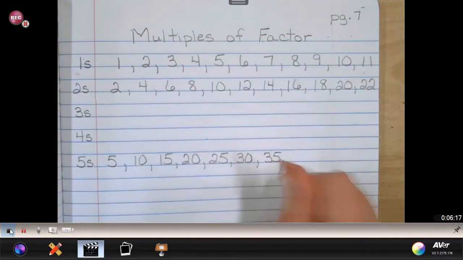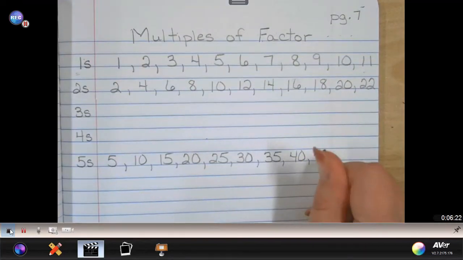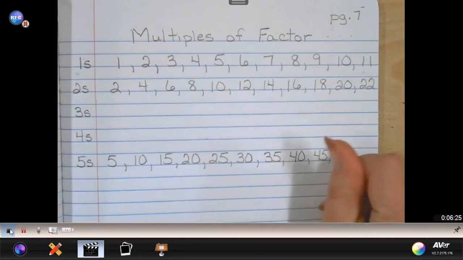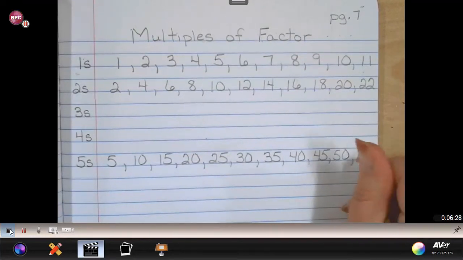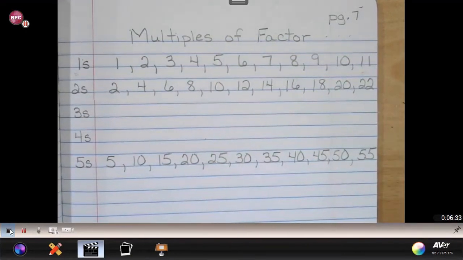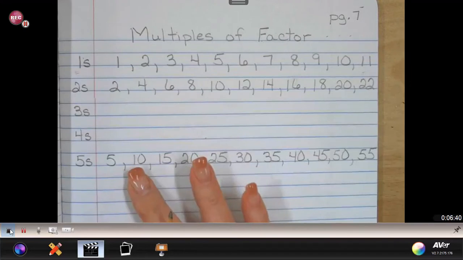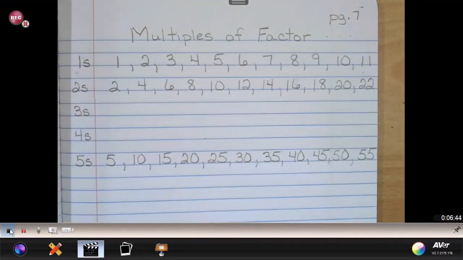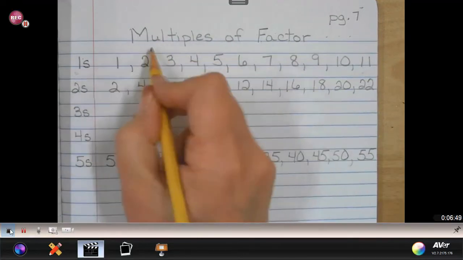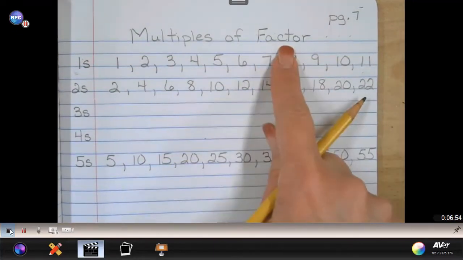35. 8 groups of 5 is 40. 9 groups of 5 is 45. 10 groups of 5 is 50. And 11 groups of 5, or 5 times 11, is 55. If I wanted 12 times 5, I would add on another group of 5, and that would give me 60. So we could continue counting up groups of 5 and finding out how many groups of 5 we have to get our product. So remember, your multiples are your products when you're multiplying these factors. Okay?